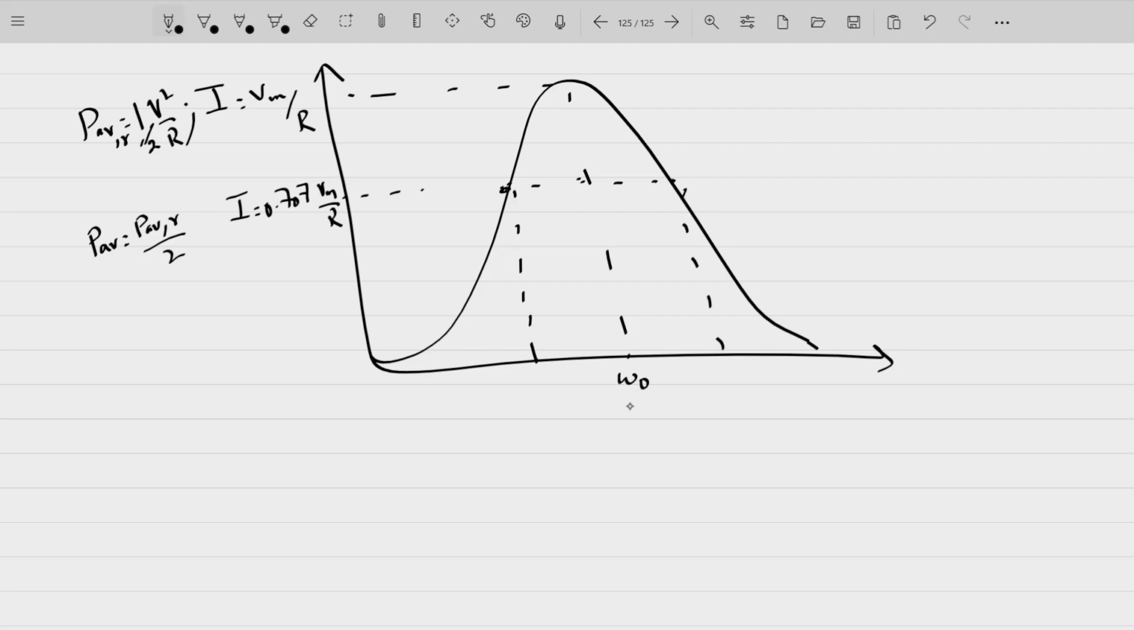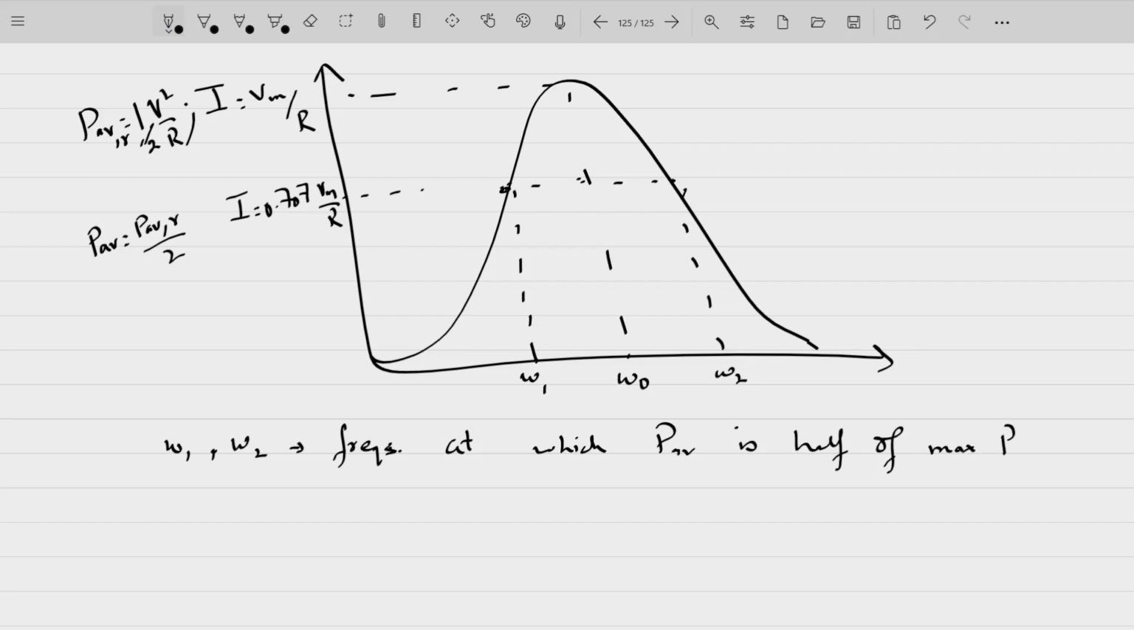This we have denoted by omega naught. This will denote by omega 1. This will denote by omega 2. So omega 1 and omega 2 are actually those values of frequency at which the average power of this system is equal to half of the power that is obtained at the resonance frequency point. So omega 1 comma omega 2 are frequencies at which average power is half of the maximum power value.